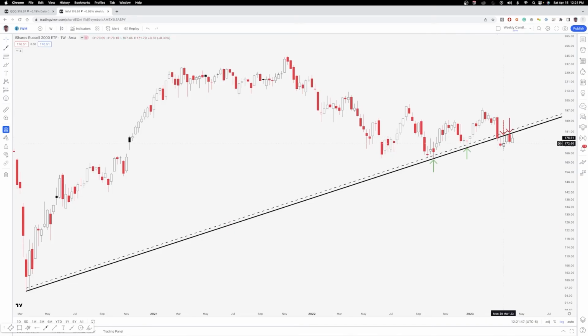And then you can see here, not one, not two, three, four, almost 5 times we tested this area and failed to get above it. So this is a great example of an SR flip on a weekly chart using diagonal zones.